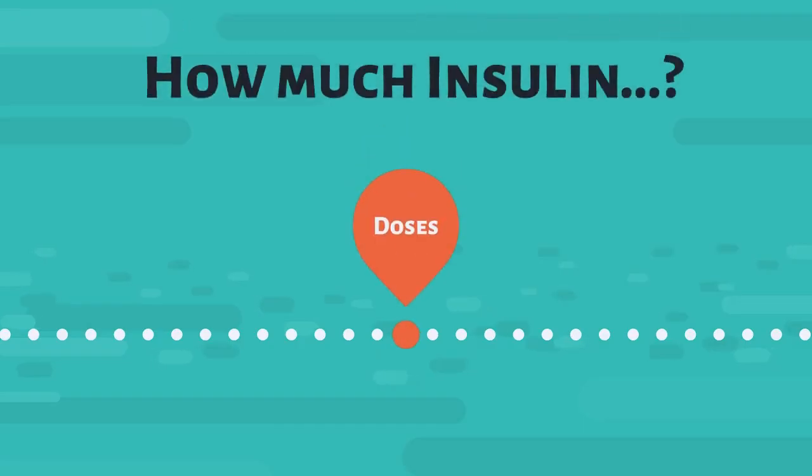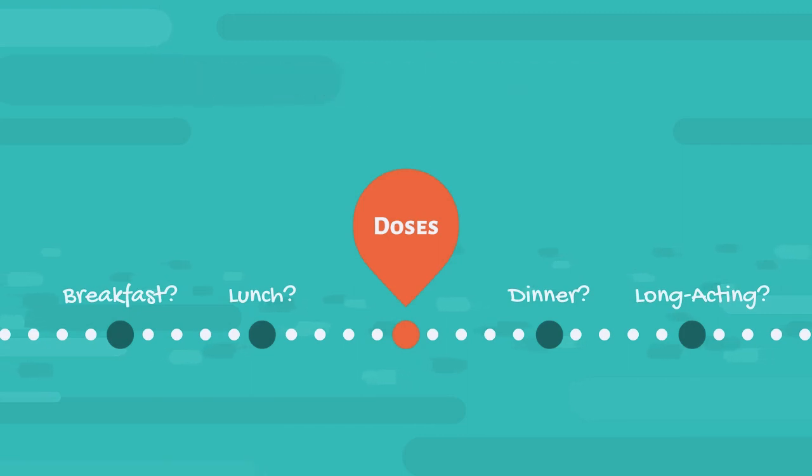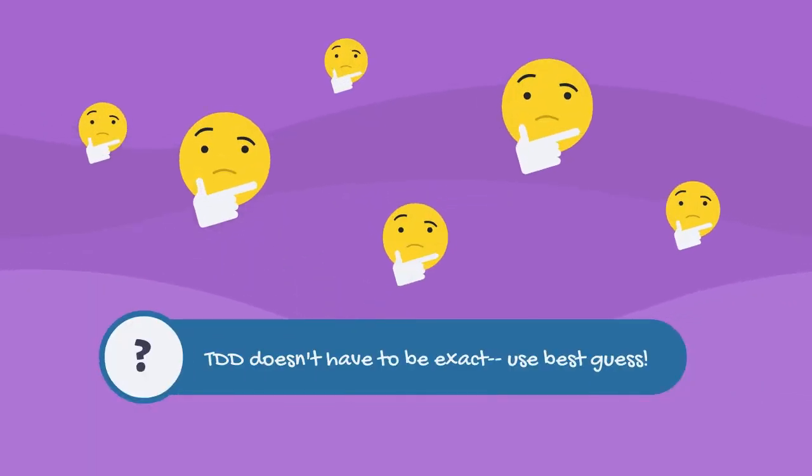You will want to think about the last few days. How much insulin have you been taking for breakfast? How about lunch or dinner? And how much long-acting insulin are you taking? You want to add all of these together to get your total daily dose. This number does not have to be exact. Just your best guess at how much you take each day.